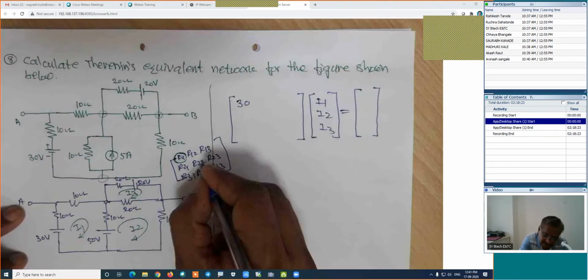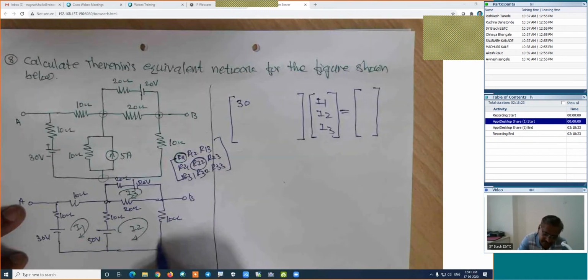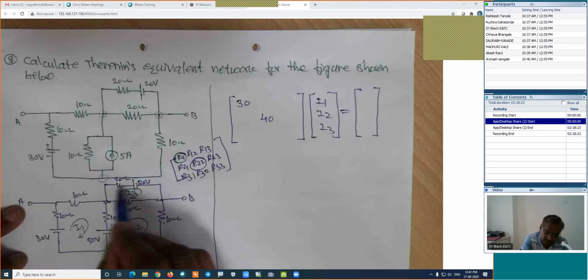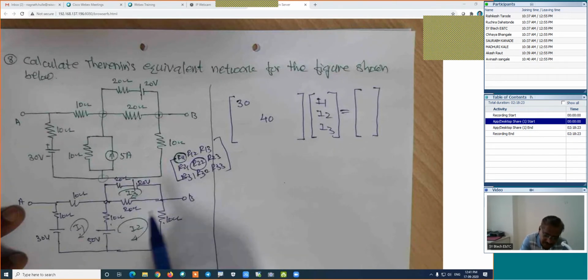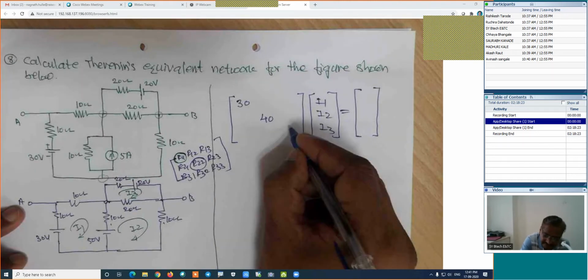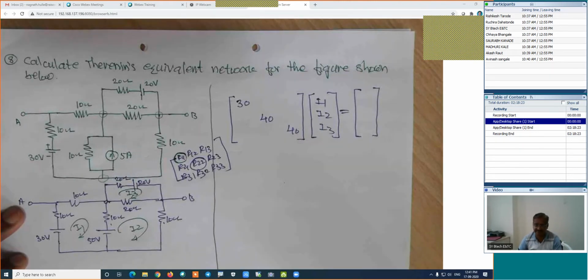How much is the resistance of the second loop? This is the second loop. 10, 10, 20 will be 40. Is it right? And this is my third loop. How much is the resistance of this loop? 20, 20 is 40. Is it right?